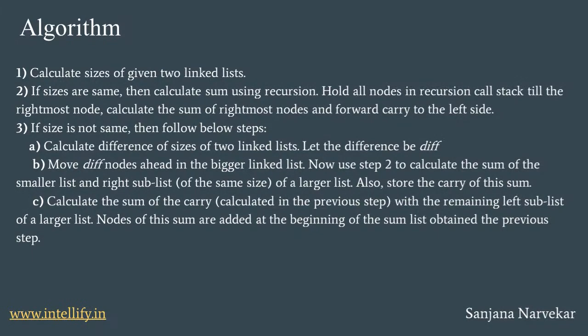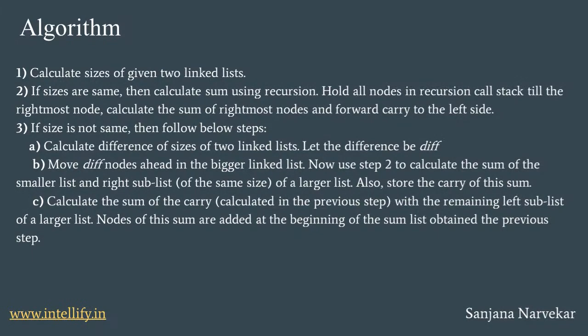Move diff nodes ahead in the bigger linked list. Now you have to move one node ahead in the bigger linked list, that is, the linked list which holds the three digit count. Now use step 2 to calculate the sum of the smaller list and the right sublist of the larger list. Also store the carry of the sum. Then calculate the sum of the carry with the remaining left sublist of the larger list.